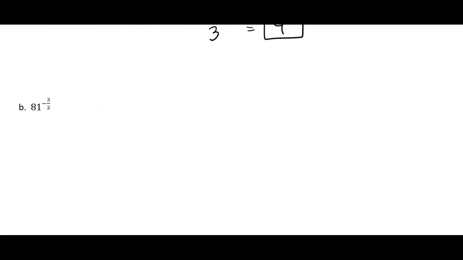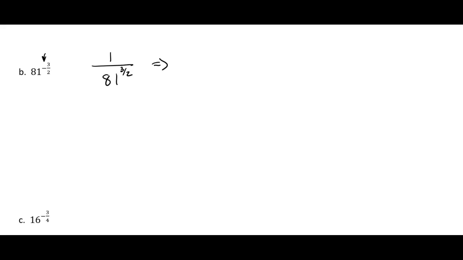All right. The next one has a negative exponent. So we want to take care of that negative right at the beginning. Make it 1 over 81 to the 3/2. I don't like to have negative exponents too long. I like to take care of them right away and get them out of the way. Now I can work with a positive exponent.